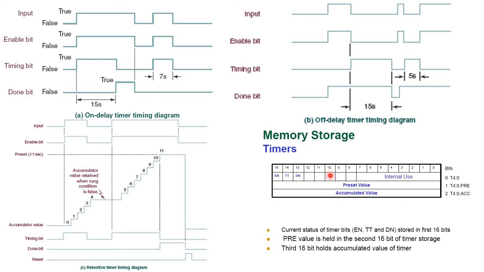The uppermost stack has 16 bits, of which the lower 12 bits are used for internal use, but the last 3 bits are accessible by the user, and these are the bits we will be more interested in. Bit 16 is called the enable bit, then we have bit 15, and the 14th one is the TT or timing bit, and the last is called the done bit. DN is for the done bit.